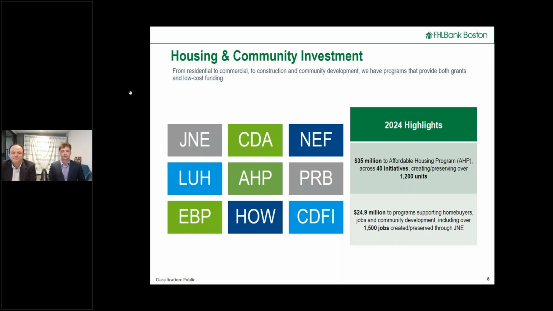In 2024, the FHLBank of Austin gave away $35 million through our affordable housing program, whose 40 initiatives help support creating and preserving over 1,200 units across New England. In addition, the bank allocated $24.9 million to programs that support homebuyers, jobs, and community development. One of the results of which was 1,500 jobs created or preserved through the Jobs for New England program.